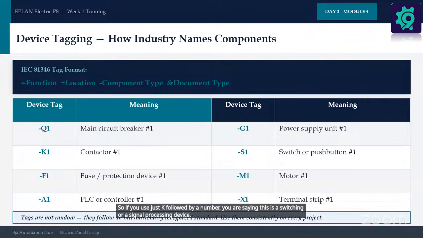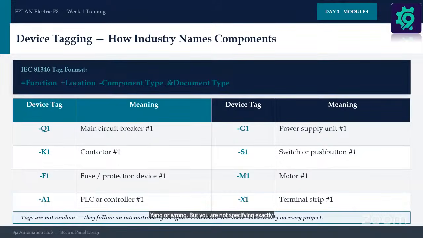You're not wrong, but you are not specifying exactly which type. So if you use K for a relay, you're not wrong. It's processing signals. But if you check, like I said, I'll send you a table that has the classes and subclasses. And within the standard, there are several subclasses.